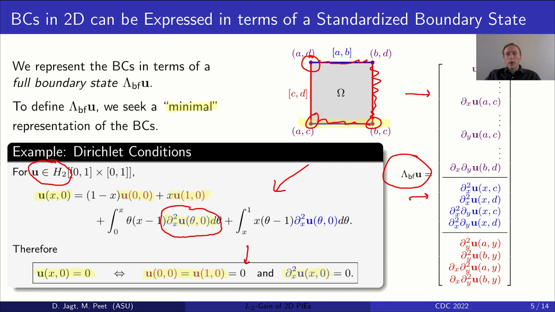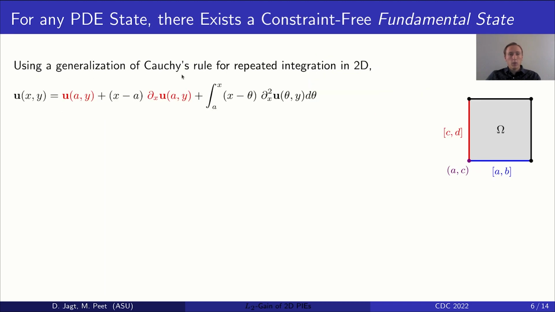Now, in order to derive the pi representation, we want, of course, to get rid of these boundary conditions, as there are no boundary conditions in the pi representation. So in order to do that, we will use Cauchy's rule for repeated integration, which tells us that basically for any one-dimensional function, we can express it in terms of the value of this function at the lower boundary, and a partial integral of the highest order derivative of this function on the interior of the domain.